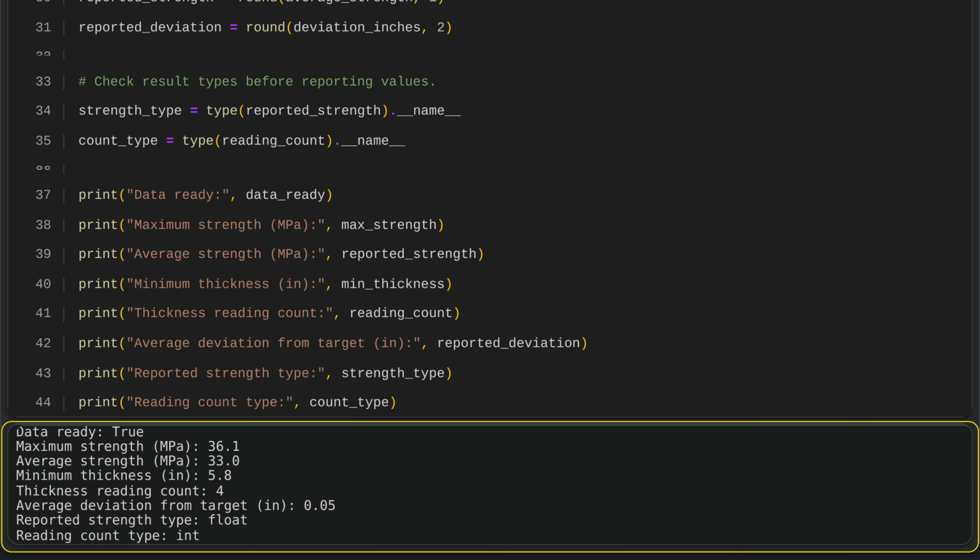This script gives a quick engineering summary from concrete strength and slab thickness data. It first confirms that both datasets contain values, then reports key results such as the maximum and average strength, the minimum and average thickness, and the number of thickness readings. It also compares the average thickness with a target value, rounds results for clarity, and checks the data types of selected outputs before displaying them.